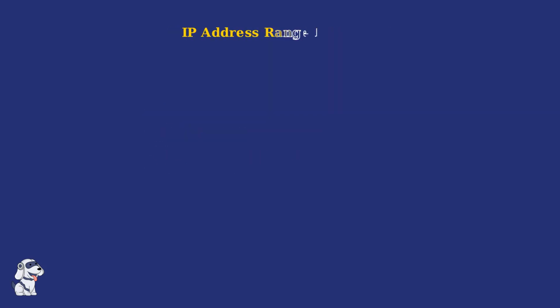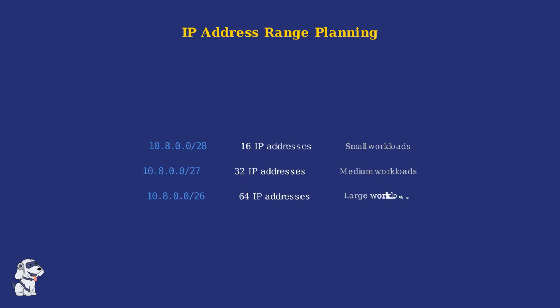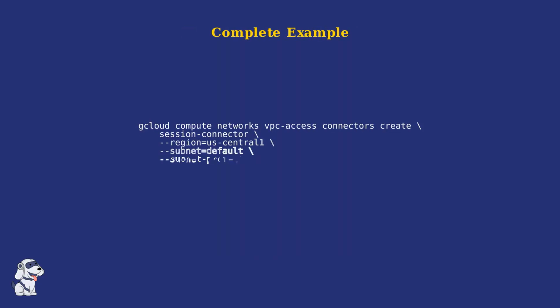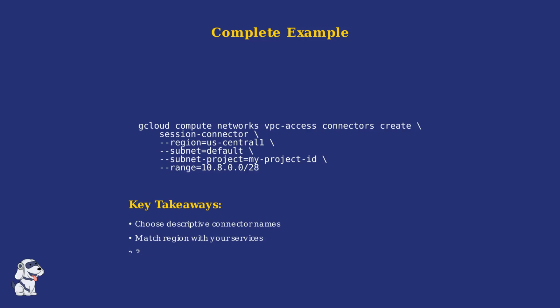The most critical parameter is the IP address range. This defines the pool of IP addresses that the VPC connector can use. The range must be large enough to handle your expected traffic load. For most applications, a /28 range providing 16 IP addresses is sufficient. However, if you expect high traffic or multiple services, consider using a /27 or /26 range for more capacity. Here's a complete example command that creates a VPC connector named session-connector in the us-central1 region with a /28 IP range. This connector will enable your Cloud Run services to access memory store securely.